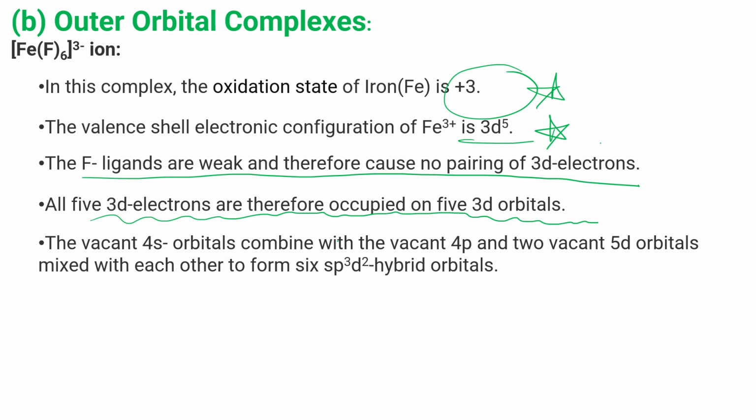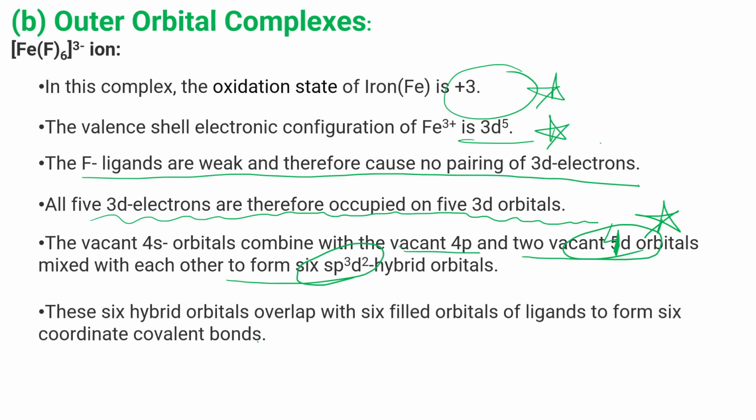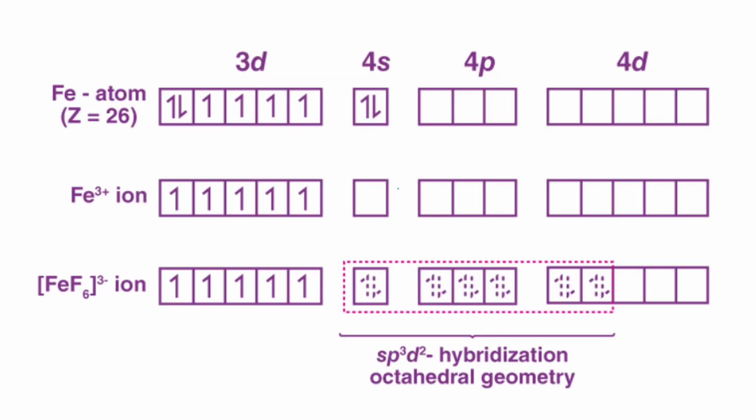The vacant 4s orbital combined with the vacant 4p orbital and two vacant outer orbitals, and they mix. It is actually 4d. So the 4d orbitals mix up with each other to form sp3d2 hybrid orbitals. These 6 hybrid orbitals will overlap with the 6 filled orbitals of the ligand to form 6 coordinate covalent bonds and form an outer sphere or coordination complex.